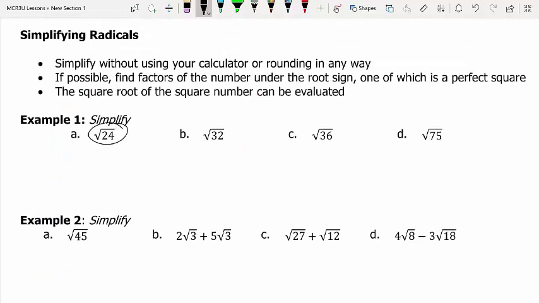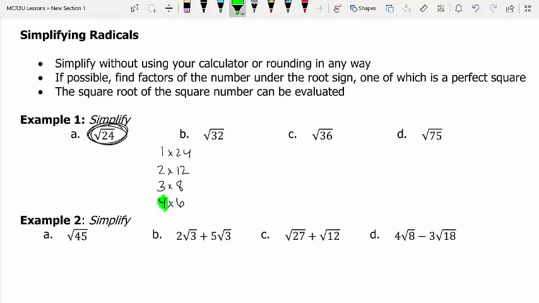In example 1, I want you to simplify all of these radicals without using a calculator. So when you have something like root 24, and you can't just figure out the square root of that in your head, you want to use what we discovered before. Let's break down 24 into factors where one of them is a perfect square. So what times what is 24? Let's go, 1 times 24, 2 times 12, 3 times 8, 4 times 6. Which of those factors is a perfect square?